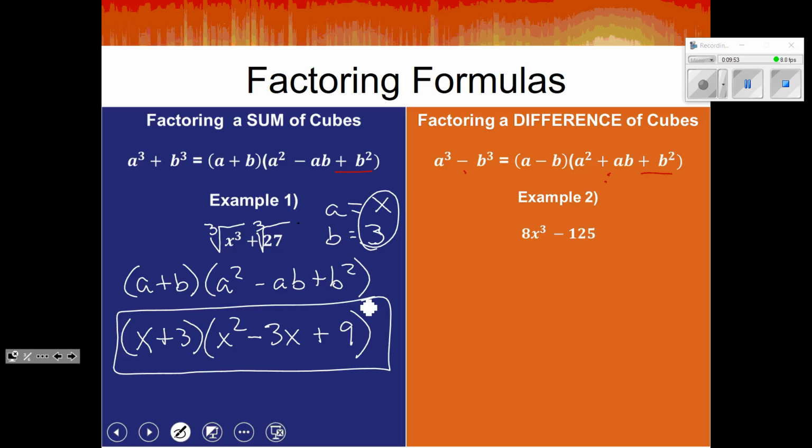So x squared minus 3x plus 9. Okay, so here we go. How do you multiply a binomial with a trinomial?